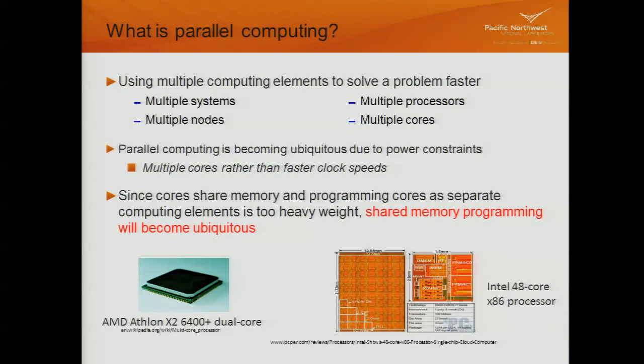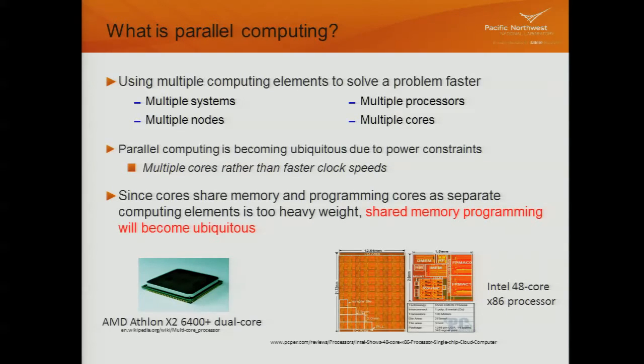Okay, so just a couple of introductory slides. What is parallel computing? It's basically the use of multiple computing elements to solve a problem faster. And these days we build computer platforms that have multiple systems, multiple nodes, multiple processors, and even multiple cores. The right way to look at the XMT is a system with multiple processors.